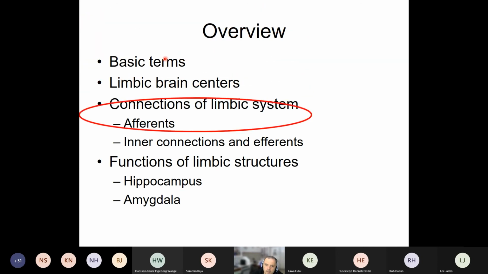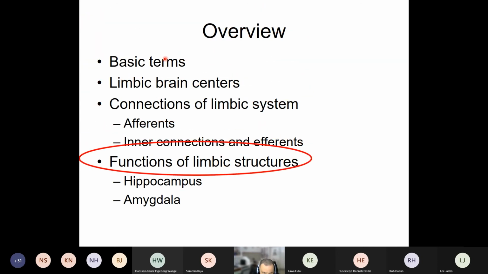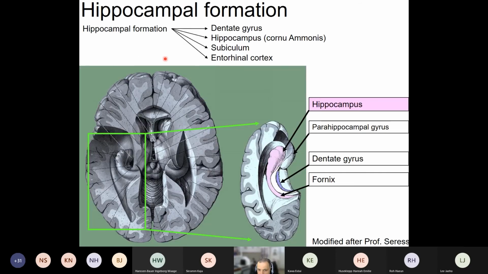Okay, and then after this, I would like to talk about some functions and some limbic structures a bit more detailed. And the talk is about the hippocampus also, and I have to tell you something about the hippocampus and hippocampal formation. So one thing that people usually don't know is that the hippocampal formation is not a synonym for the hippocampus.